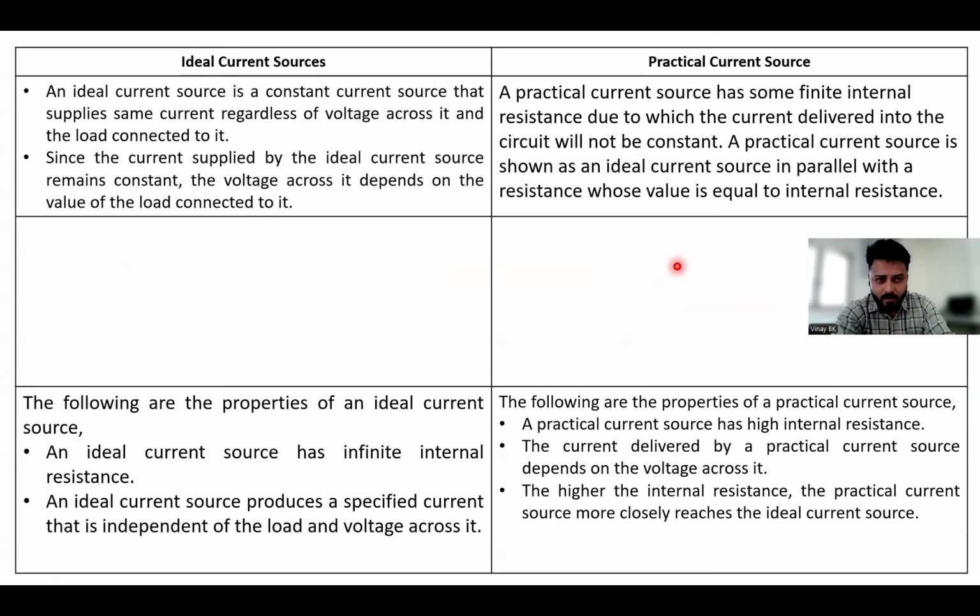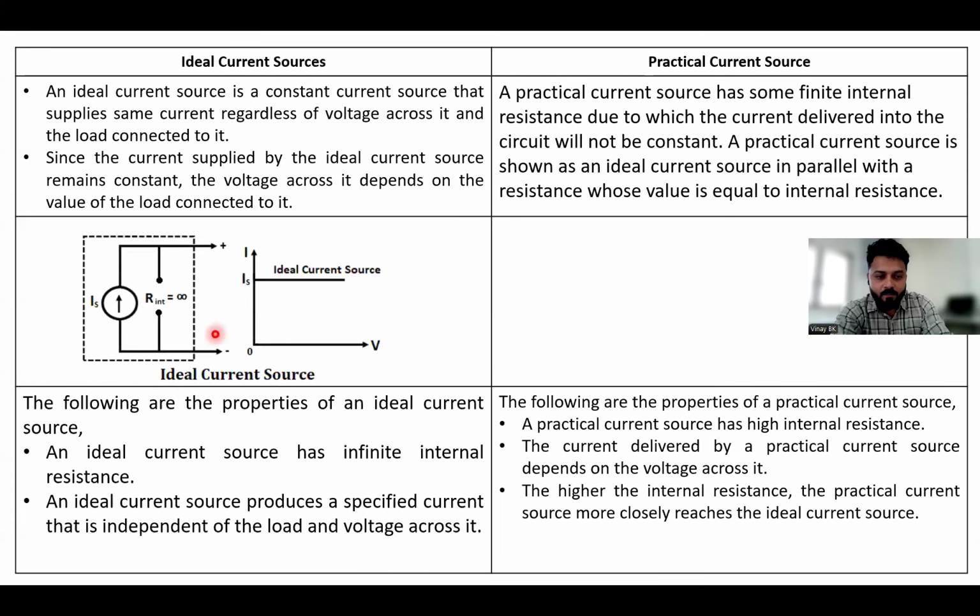Means for the ideal current source, there is no division of current; a constant current will flow through the load. However, the current supplied by the ideal current source remains constant. The voltage across it depends on the value of the load connected to it. Here, the current is fixed, and voltage changes due to the load. There, the voltage is fixed, and current is changing. But in practice, you can see how it looks.